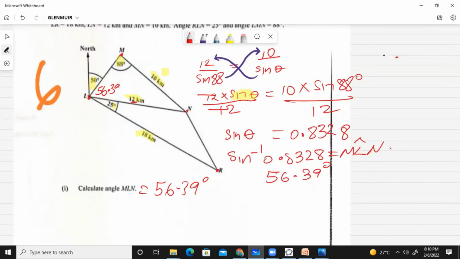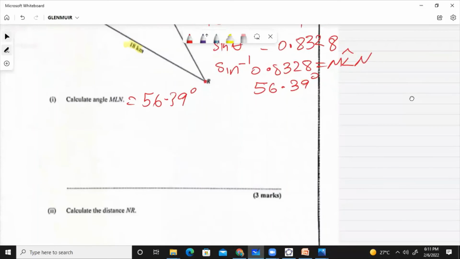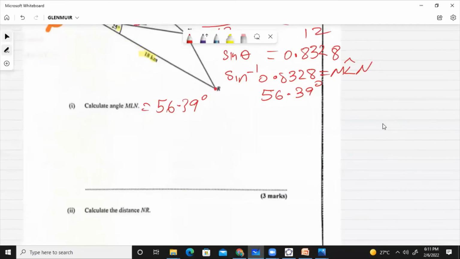Because at the end of the day, somehow you might use that. So we'll put it there so that the next question will be a little bit clearer to us. These are 3-mark questions, guys, so there are 3 marks there to employ that.